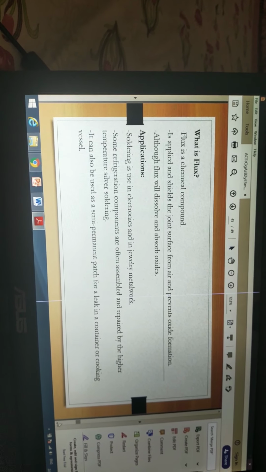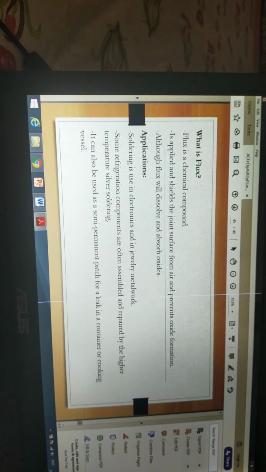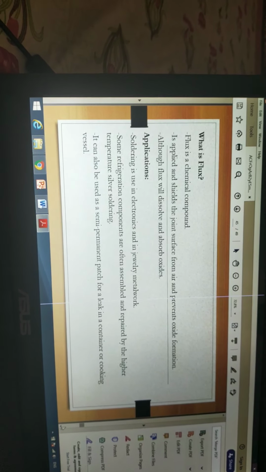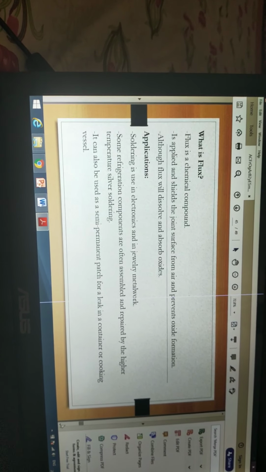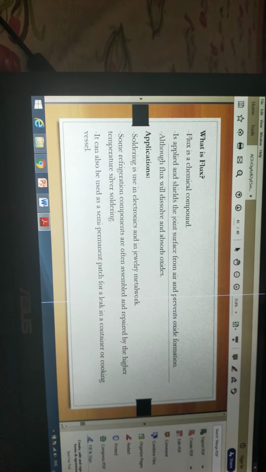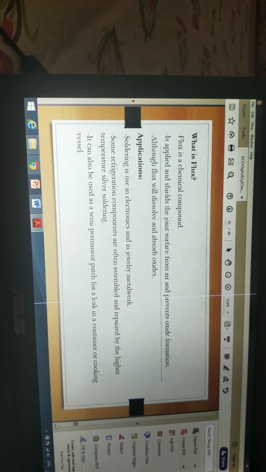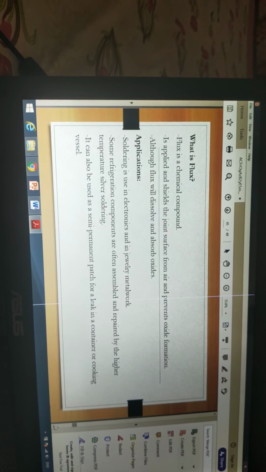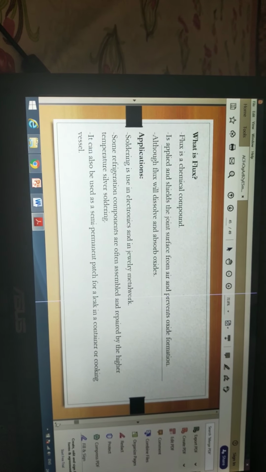Applications: soldering is used in electronics and jewelry metalwork. Some refrigeration components are often assembled and repaired by higher temperature silver soldering. It can also be used as a semi-permanent patch for a leak in a container or cooking vessel.